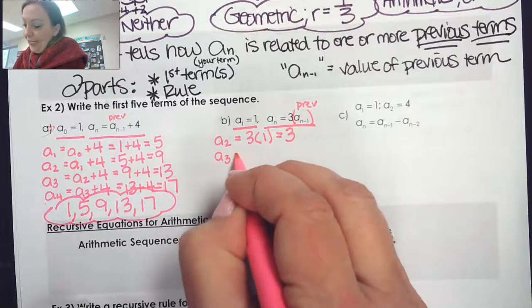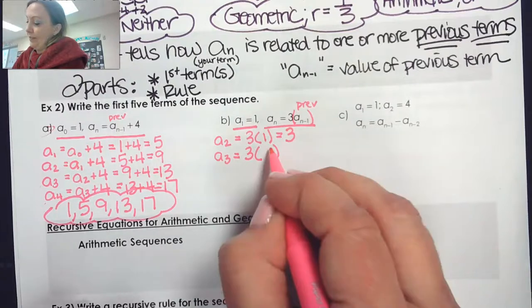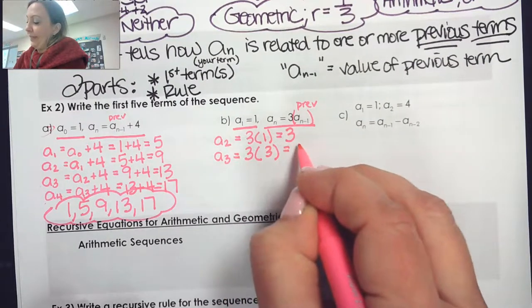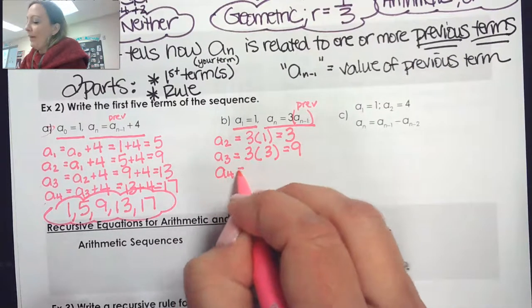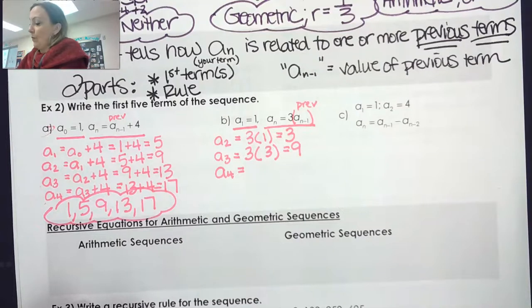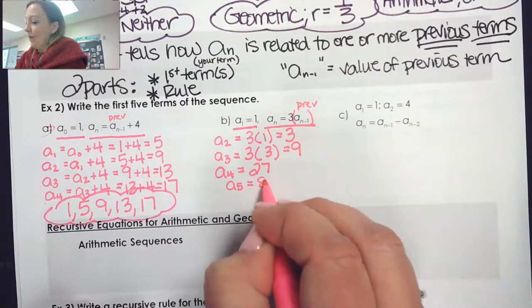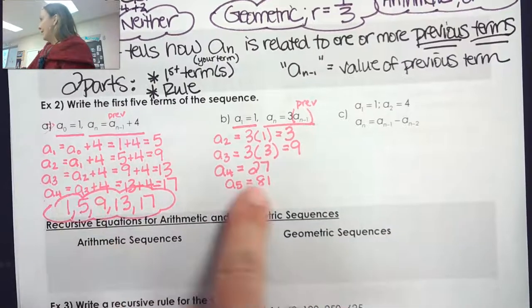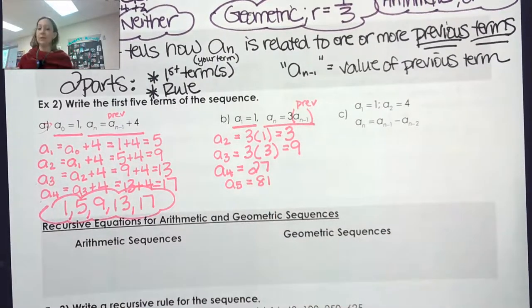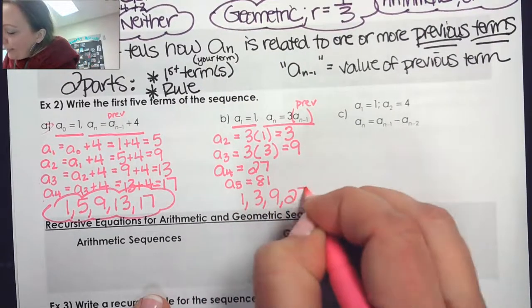To get A sub 3, I'm going to multiply 3 by the value of the previous term, which was 3, and that gives me 9. Now, without doing any work, what's the next term going to be? 27. And what about the next term? 81, okay? So when they're very obvious, I don't need to see all the work that we did here, but I wanted to make sure you understood what the recursive sequences were really doing, okay? So let's write what these are: 1, 3, 9, 27, 81.